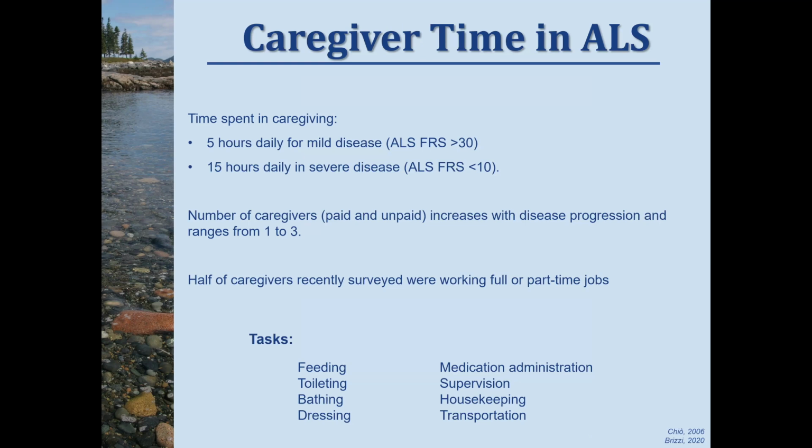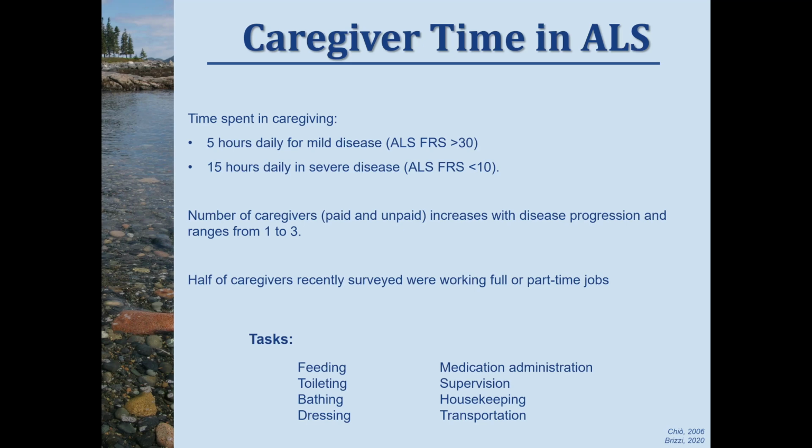If somebody has an ALS FRS scale of 30 or greater, they're still requiring 5 hours of daily care for that mild disease. So this may be somebody who's balancing a full-time job. They have to get up a couple hours early to help their loved one get ready for the day. Coming home from work, they need to prepare meals and get that loved one ready for bed at night. But as the FRS scale drops, you're looking at 15 hours of daily care needed for toileting, for bathing, for dressing, for feeding.